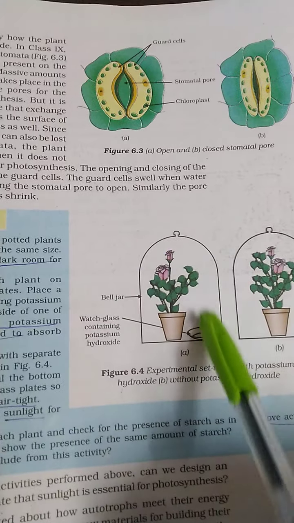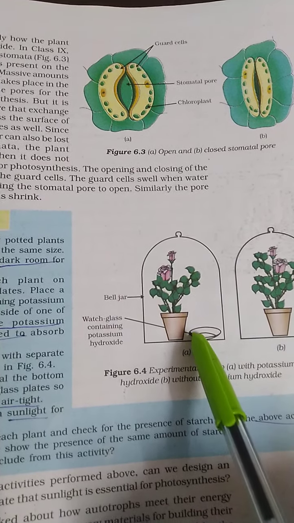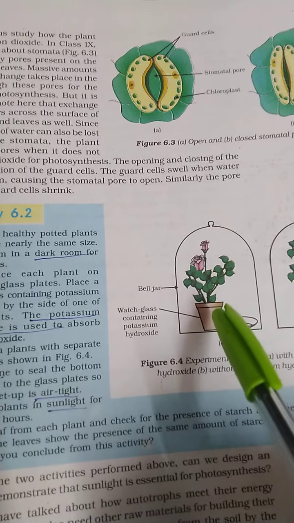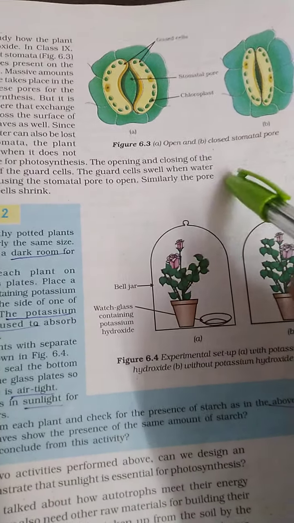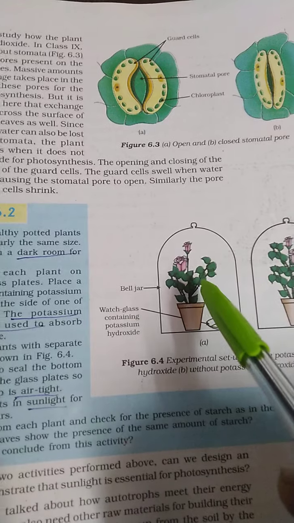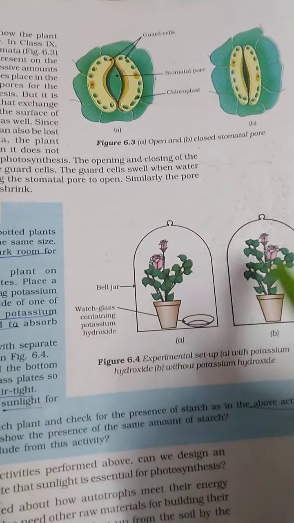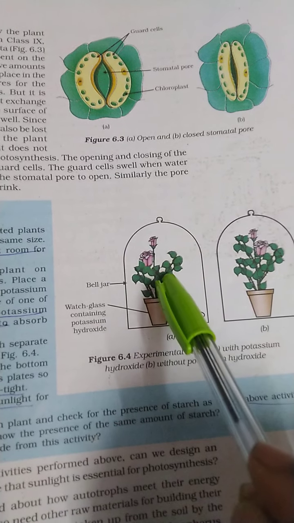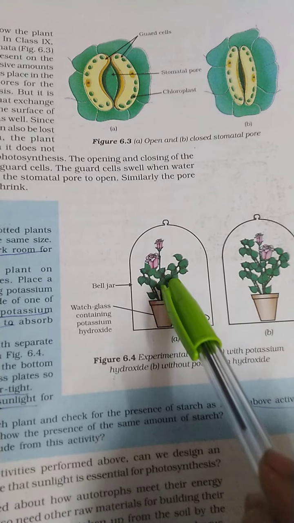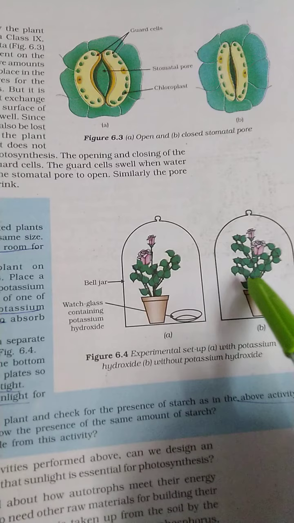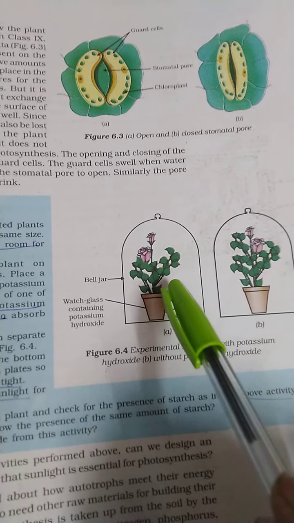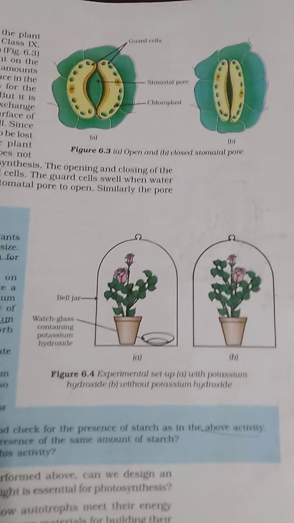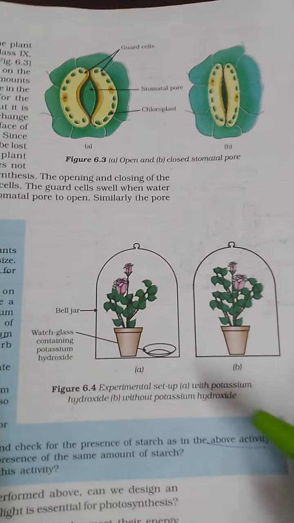Now in the first plant the potassium hydroxide plate is there, and near the second plant it is not there. After 6 hours, we remove the bell jar and pluck one leaf from pot A and a second leaf from pot B. Both leaves we boil in boiling water, and then we keep them in a water bath in a container containing alcohol, same as we did previously in the chlorophyll activity.